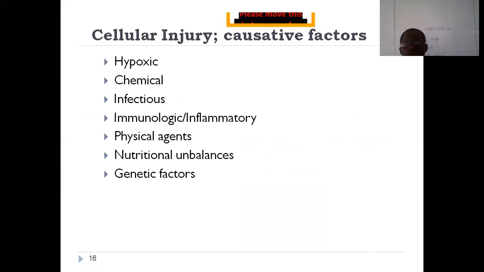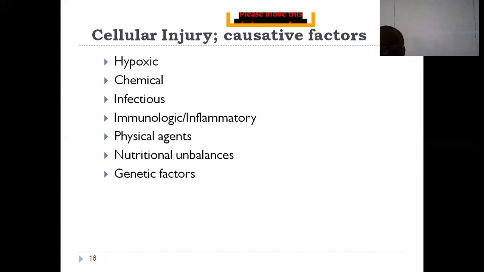Now, we also know we want to talk about what basically causes cellular injury. Cellular injury is caused by several factors. Some of these factors can be hypoxia, chemicals, infections, things like inflammation or immunologic agents, physical agents, nutritional imbalances, genetic factors, among others. So these bring about cellular injury.